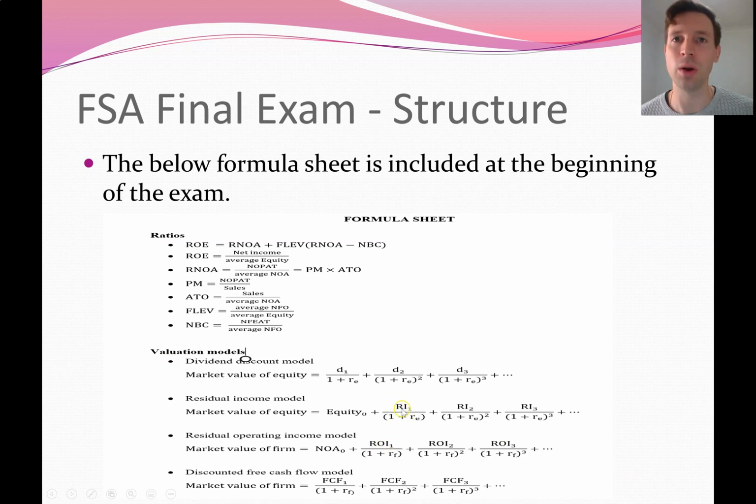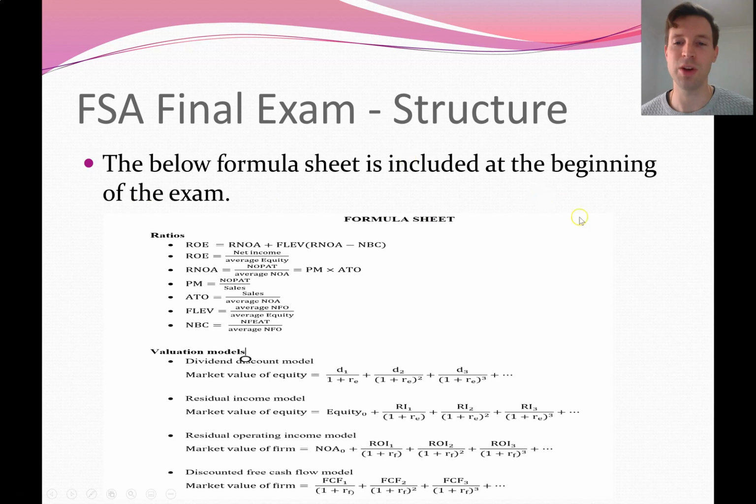I want you to actually know how to calculate the residual income. It's a very important concept in this exam or in this subject. So I want you to know what residual income is. It's when you're earning a profit higher than your equity times your cost of capital. Okay, it's higher than your expected profit.